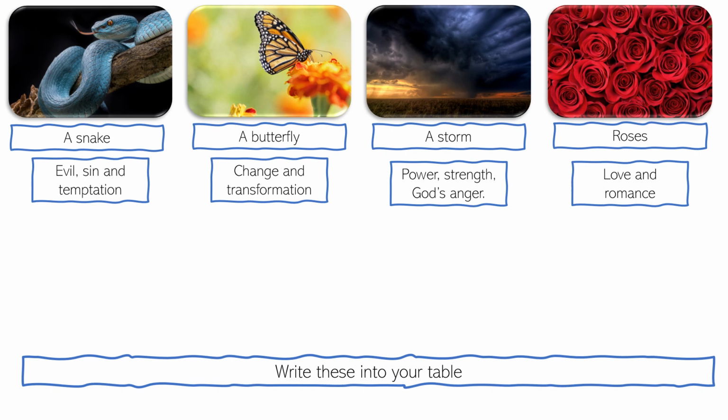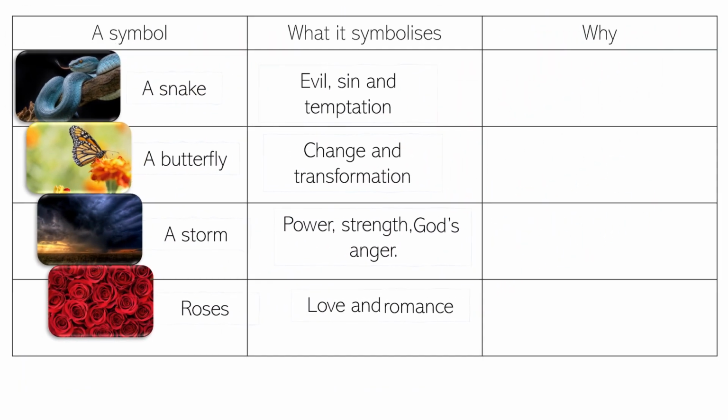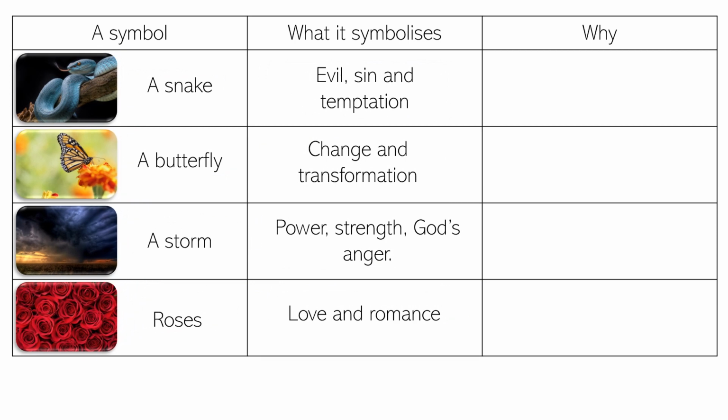So your table needs to look like this. There we go. Obviously you can't put the pictures in there. You can draw a little picture if you want. Draw yourself a little snake or a butterfly. That's okay, but make sure you put the words as well. So pause the video to complete your table like that so far, and then press play when you're ready to move on, Year 7.